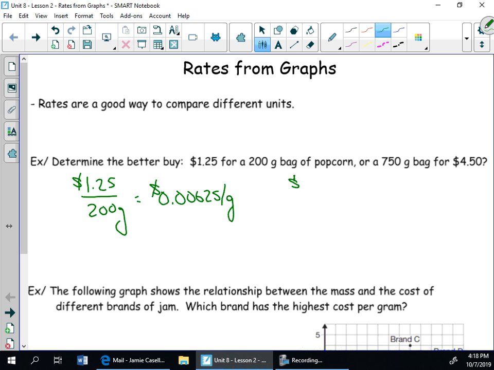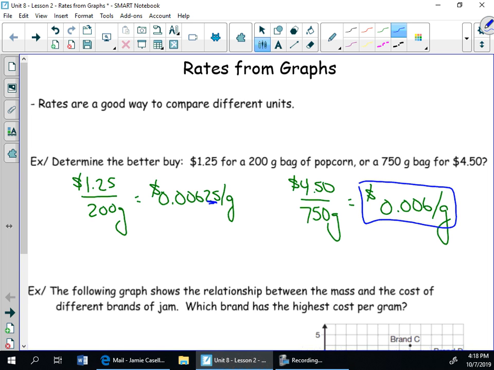Well, if I want to compare it to the other one, I do the same process. And here we'll get $0.006 per gram. And then I ask myself, which of these is cheaper? Well, they're both pretty close, 0.006, but the next one has this little bit more than the other one. So this must be cheaper. It's a smaller value, which in our case is better, right? The more you get for the less the price, the better deal you've got.